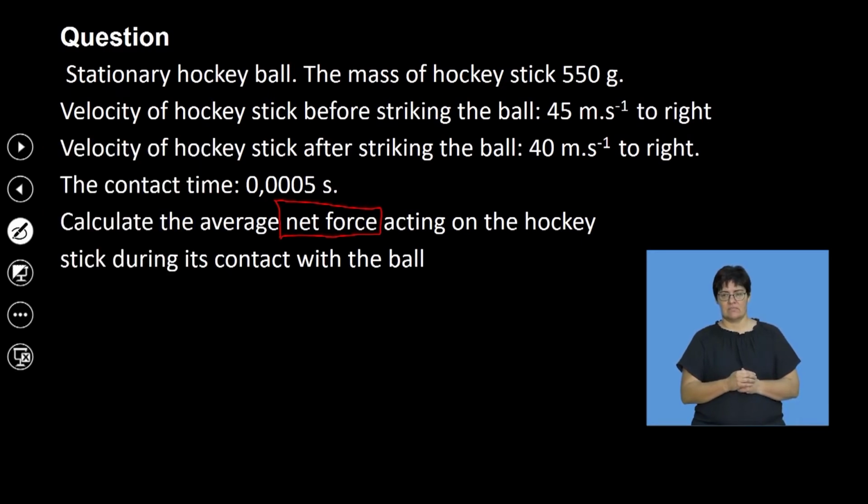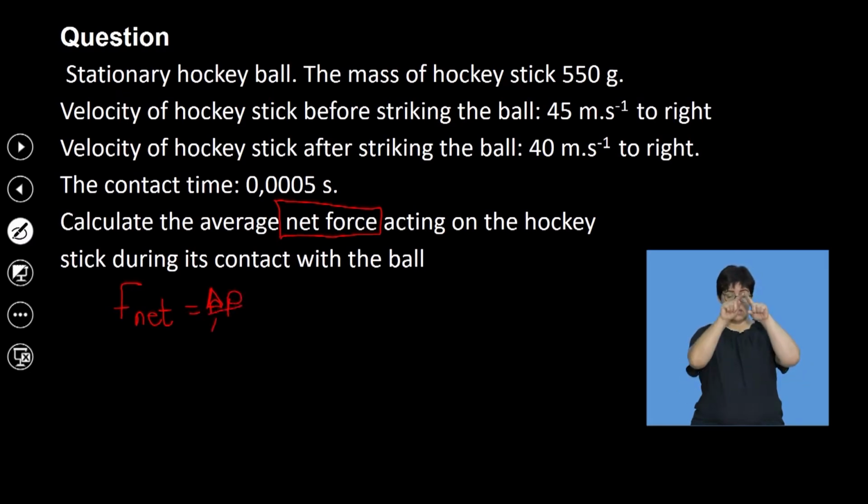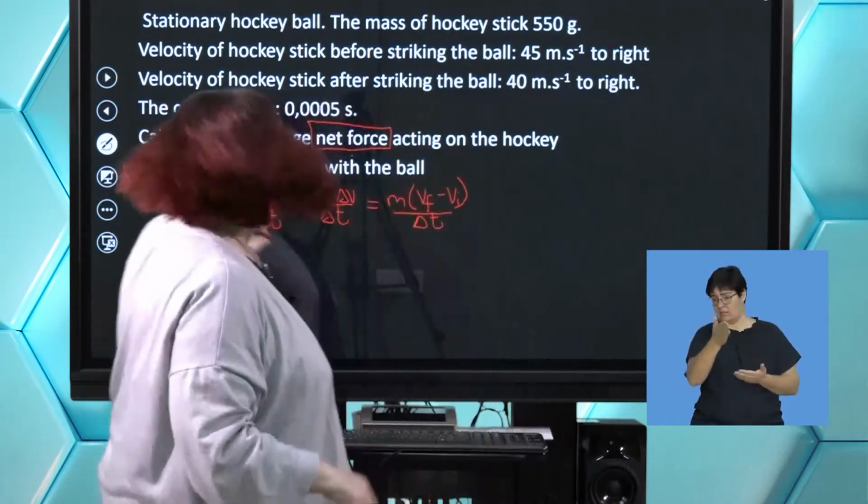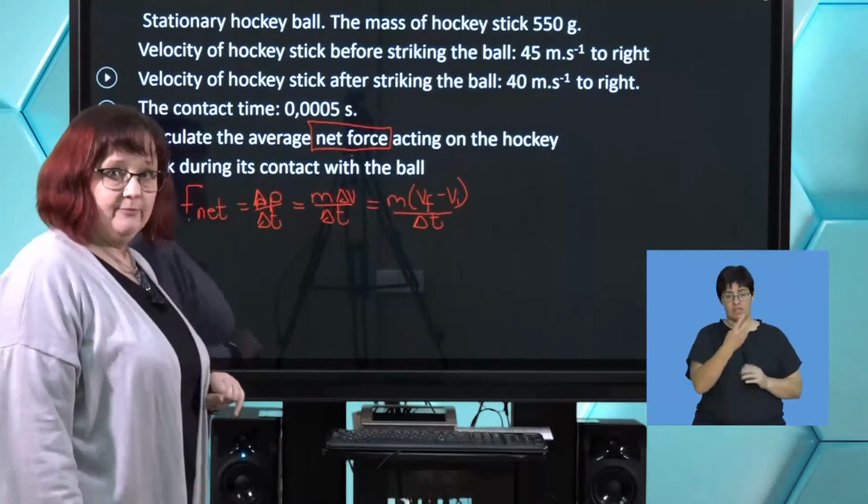So, F net equals, well, it's change in momentum over change in time. But remember, we also said that it can be mass times change in velocity over time, which means it's mass, final velocity, minus initial velocity over time. Okay? You can use any one of those equations. So when you write this down, you can write down any one. The first one is the one that's on your information sheet.